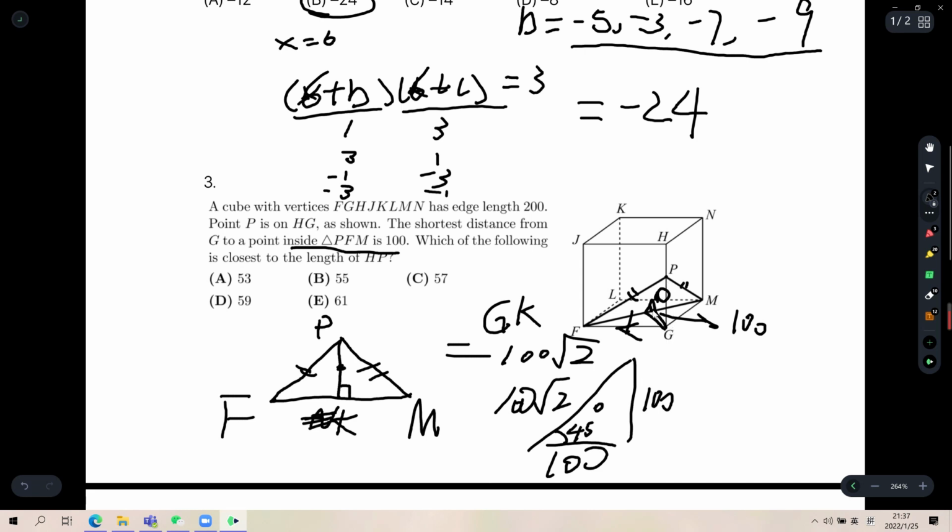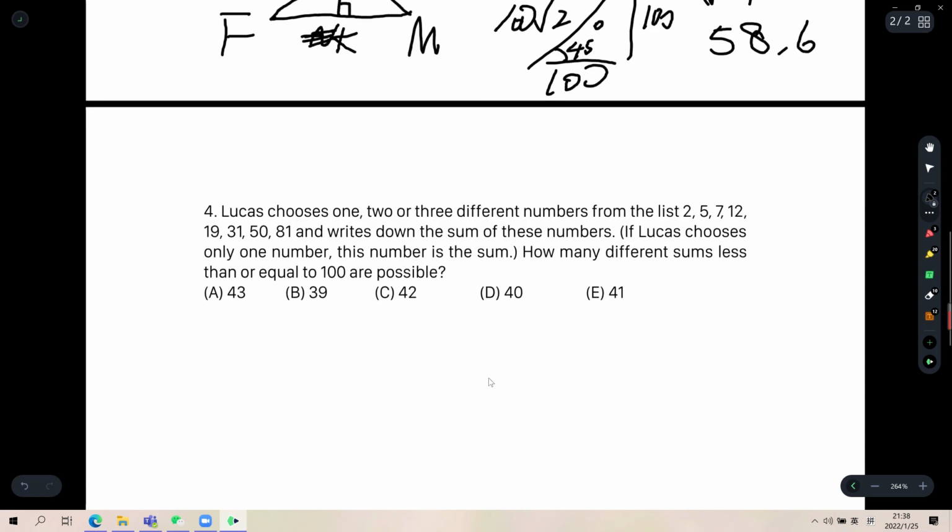And then what we can know from this is GP equals GK, which equals 100 times square root of 2, which is approximately 141.4. Therefore, HP is around 58.6. So D is the correct answer.